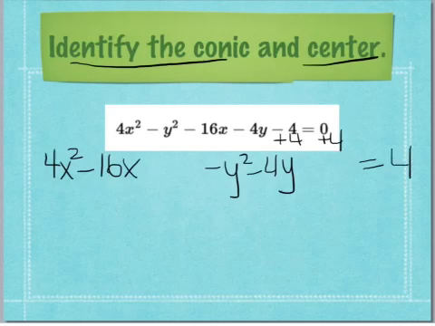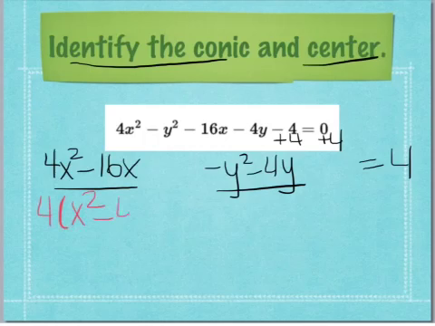Now we need to complete the square, but remember when we complete the square that we need that a to be 1. So before I can even complete the square, I have to factor a 4 out of this and a -1 out of this. So let's go ahead and do that. I take out the 4, and then I'm going to be left with x squared minus 4x.